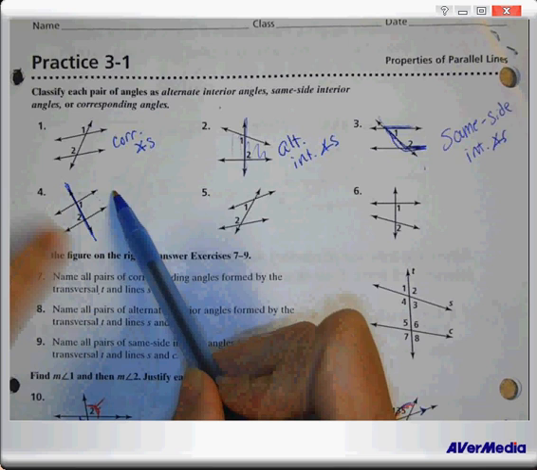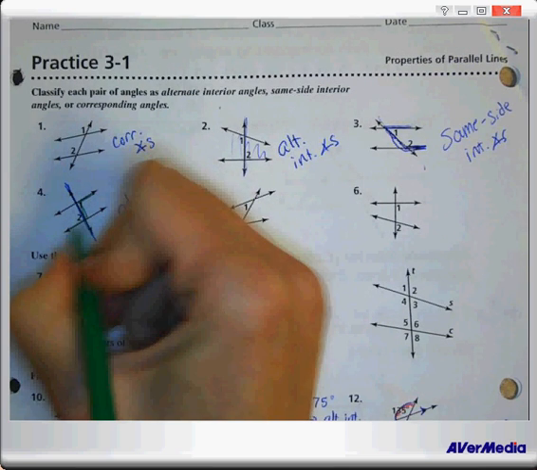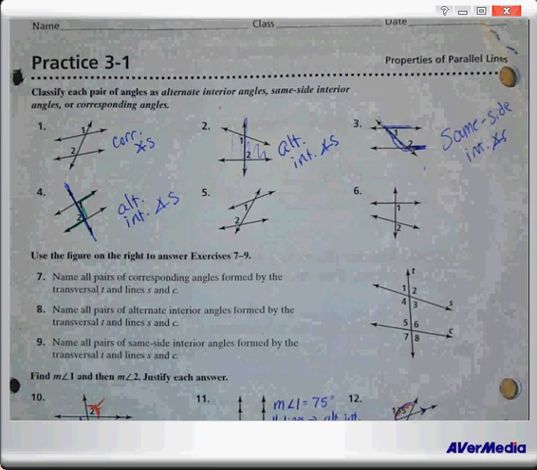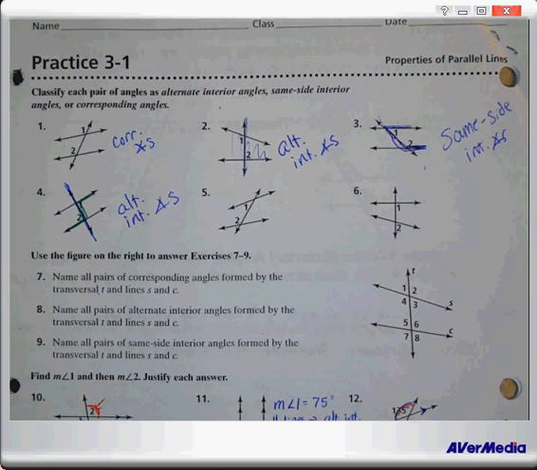All right, and then our next one, 1 and 2. Are they on opposite or same side? Same side. Two choices, corresponding or same side interior. Oh, look, they're both in the interior. So same side interior angles.